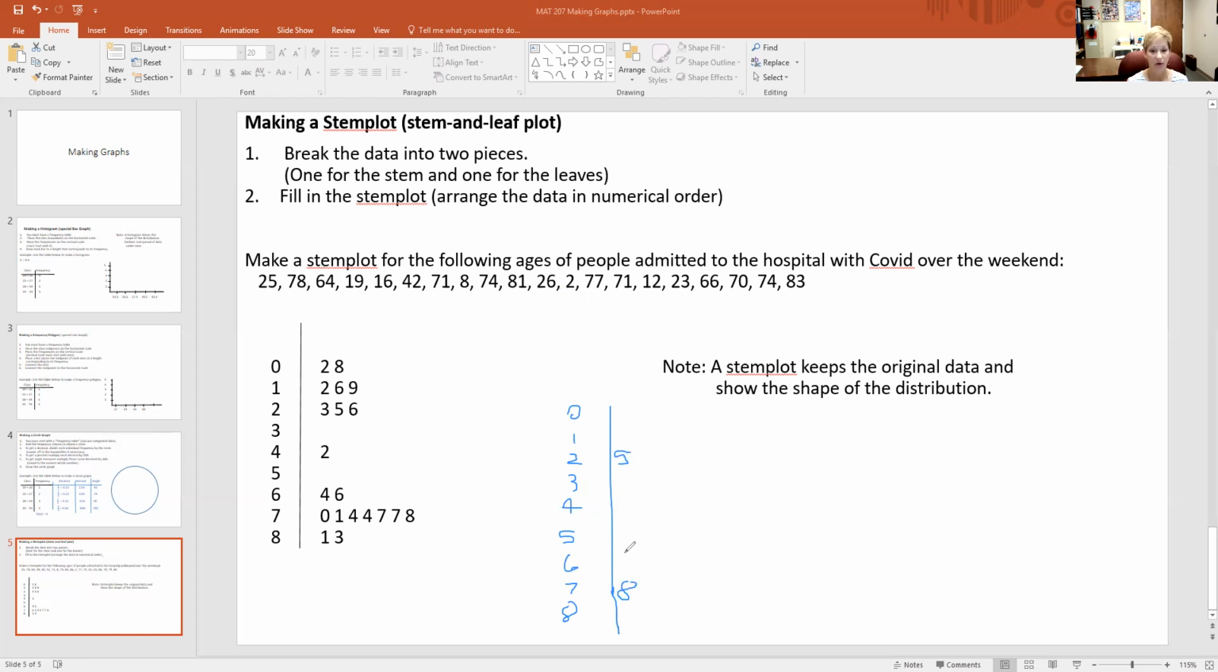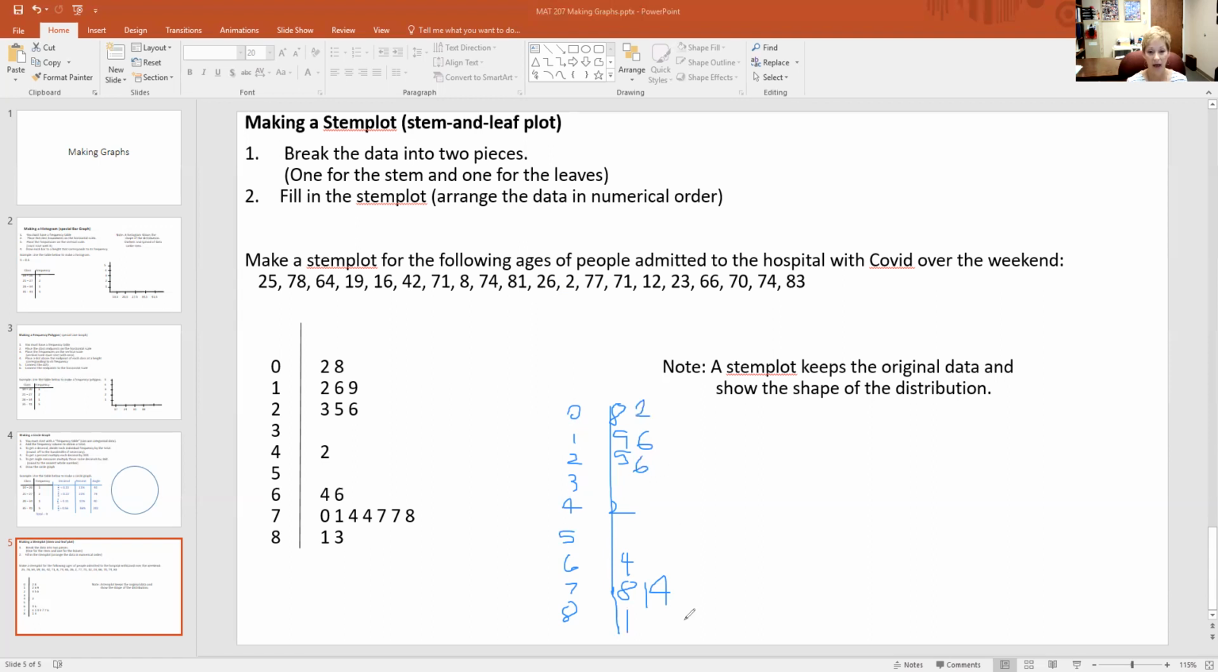Then I did 64. So next to the 6, I put a 4. I did 19, so 1, 9. I got 16, so I'm still on the 1 row, but now I got a 6. I got a 42, so I got a 4 and a 2. And now I got to do a 71. So I go down to my 70s and I have a 71. Now 8 would have to be like 0, 8. 74 would be like 74. 81 would be like 81. 26 would be a 2 and a 6. 2 would be like 0, 2.